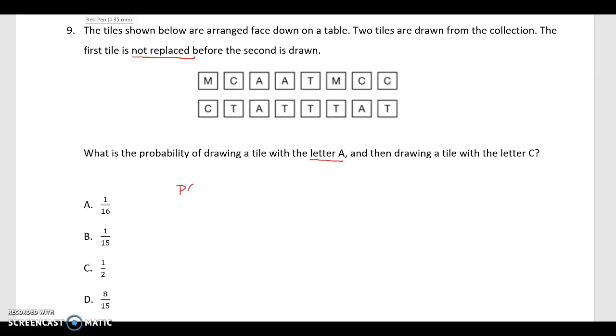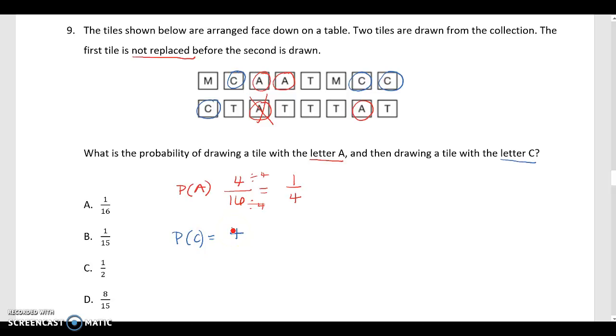So let's start out with the probability of A. So there's 1, 2, 3, 4 A's out of 1, 2, 3, up to 16. So 4 out of 16 cards. Dividing the top and the bottom both by 4 is 1 over 4. And it says it's not replaced, so I'm going to cross one of them out. And then it says the probability of the letter C. So there's 1, 2, 3, 4 C's.